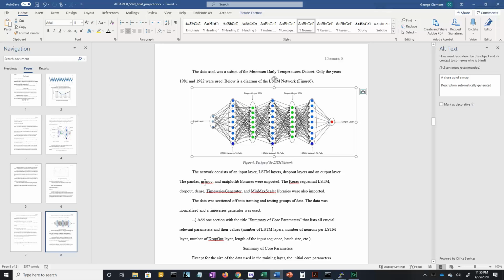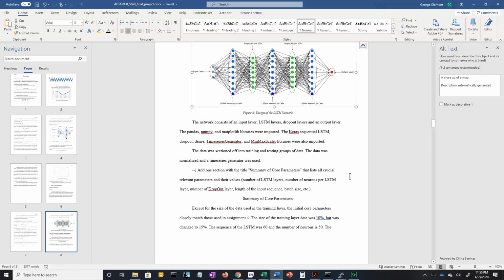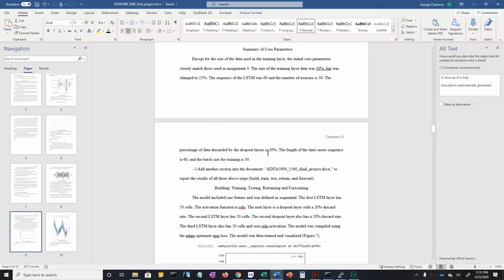The Pandas, NumPy, and Matplotlib libraries were imported. The Keras Sequential, LSTM, Dropout, Dense, TimeseriesGenerator, and MinMaxScaler libraries were also imported. The data was sectioned off into training and testing groups of data. The data was normalized and a time series generator was used. Except for the size of the data used in the training layer, the initial core parameters closely match those used in assignment 4.